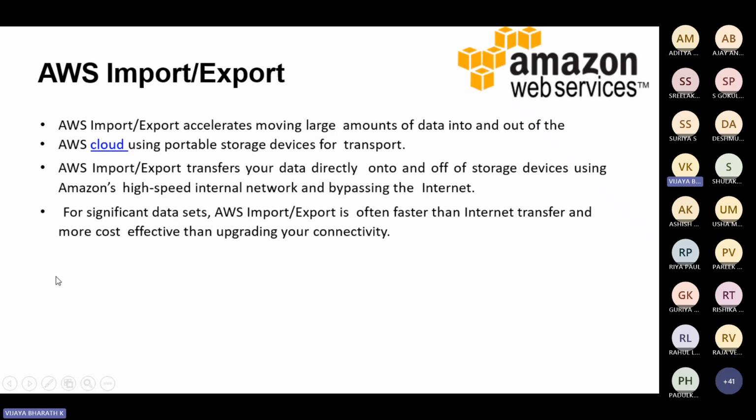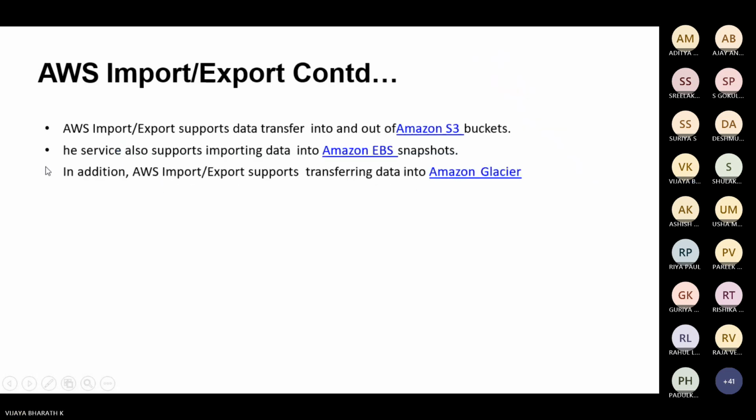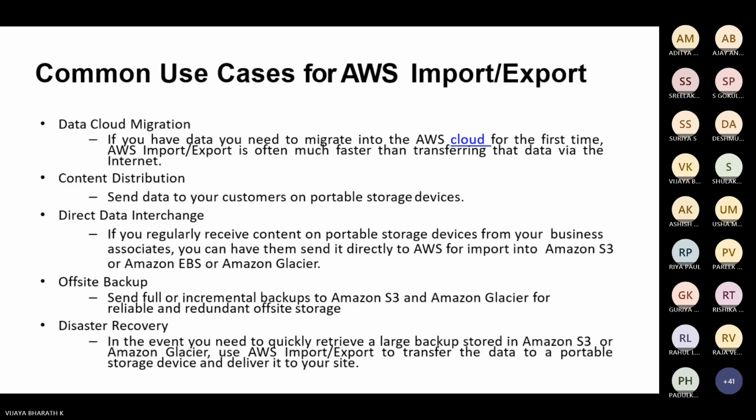Next is your import and export. This is for internet transfer and data transfer speed, from your device to portable devices. Even the cloud provides data transfer through portable devices. Import and export supports data transfer in and out of S3 buckets, and it also supports EBS, and transferring data from your EBS to Glacier. Common uses you could see: data cloud migration, content distribution, direct data interchange, offsite backup.